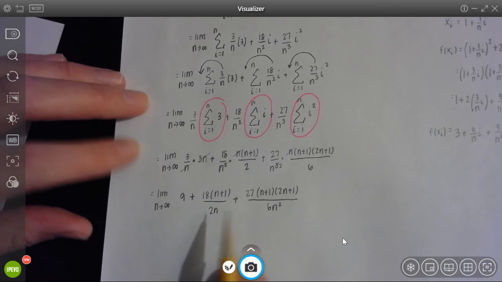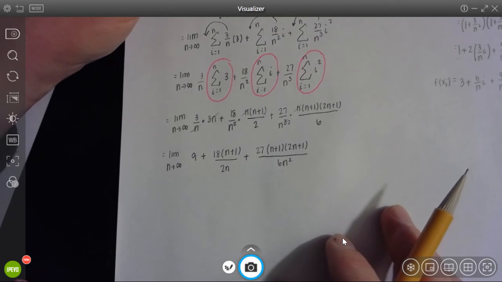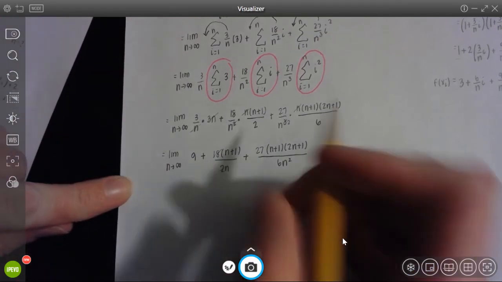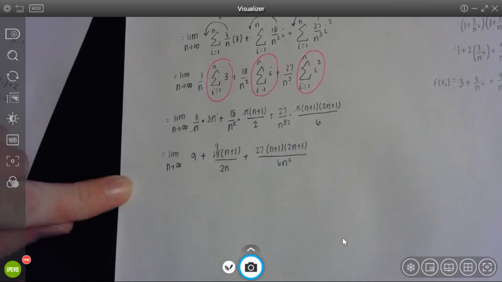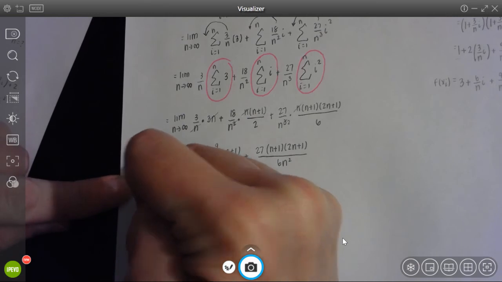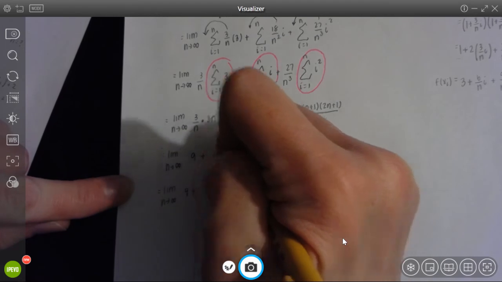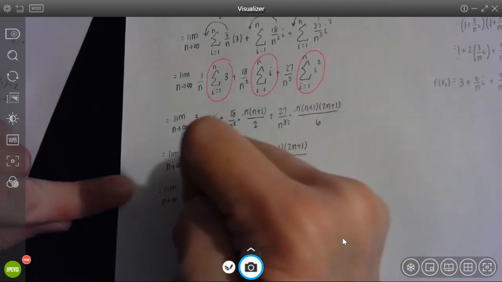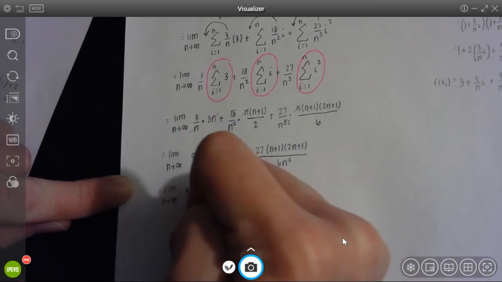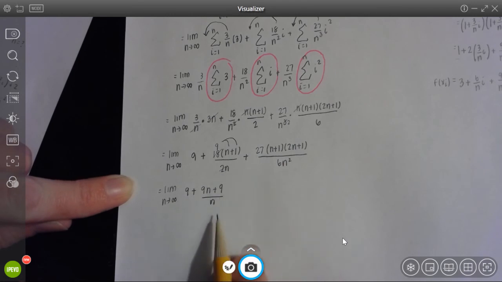And then I'm just going to clean things up a little bit here, just so it's a little bit easier to work with. So like I said, if you want to clean up the coefficients, so here these have a common factor of 2. So I would be left with a 9 in the numerator here. So this would leave me with a 9 plus, and then I could go ahead and actually distribute that 9 out in the numerator. So 9n plus 9. And then I'm still left with a denominator of n here. Don't forget that the n is still in the bottom there.